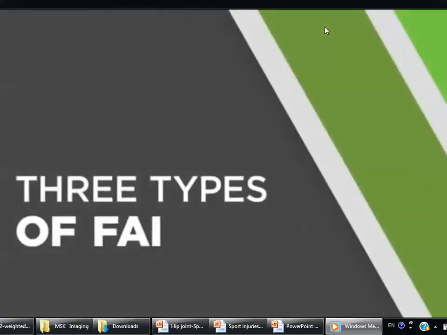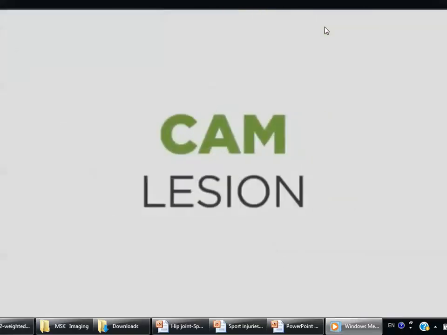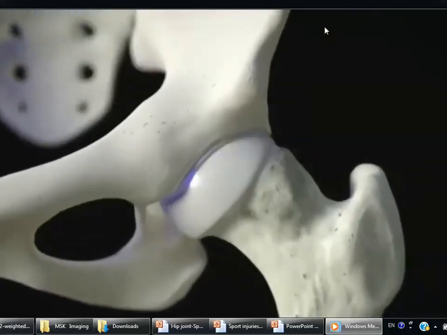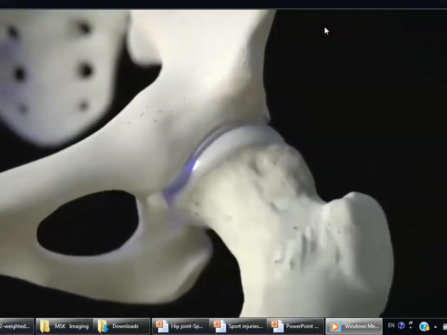There are 3 types of FAI. The first, called a cam lesion, is when the neck of the femur is thicker than it should be. The lesion can pinch the labrum and damage the cartilage.